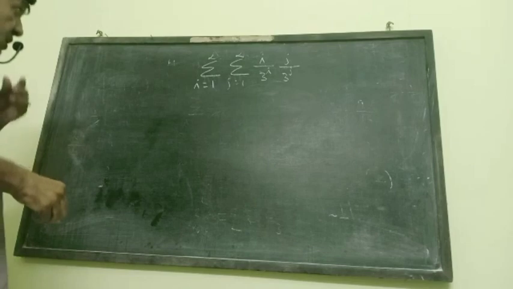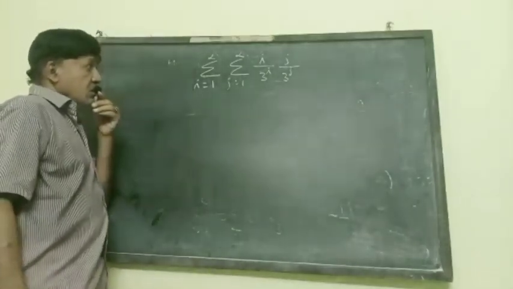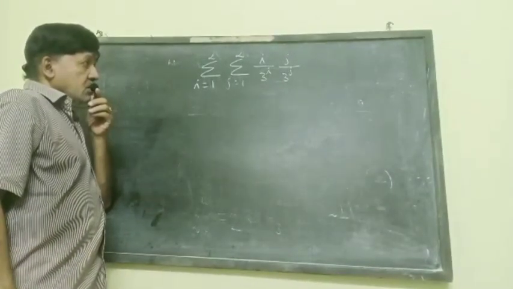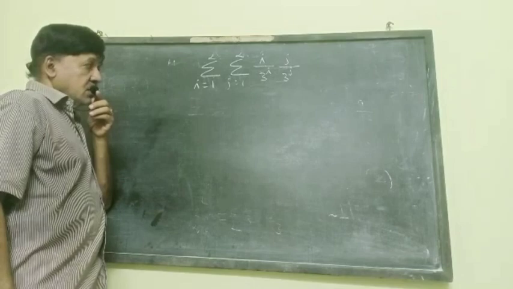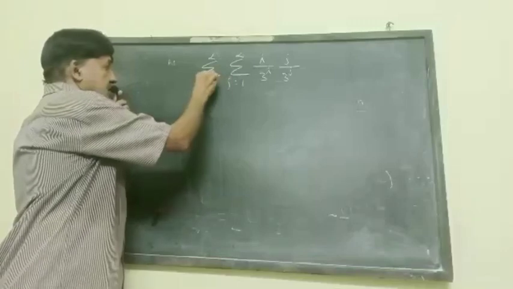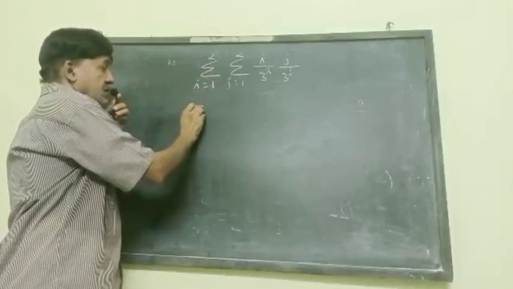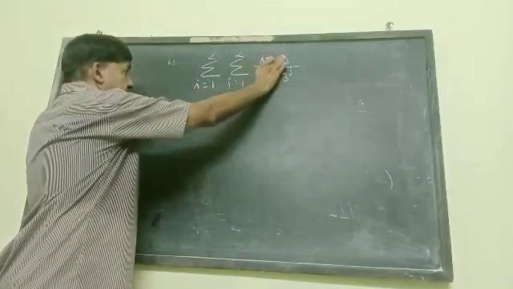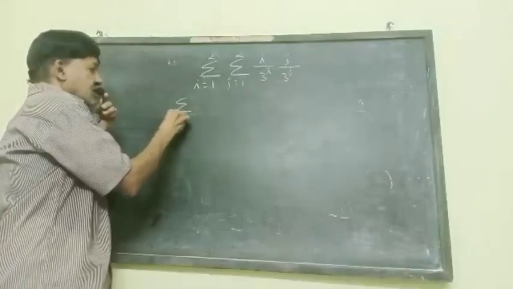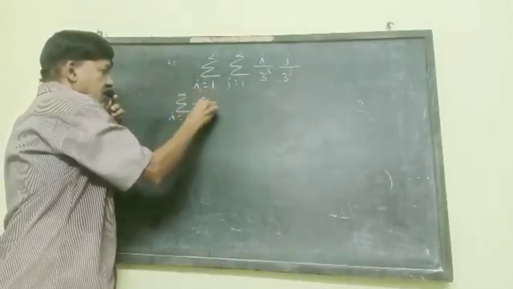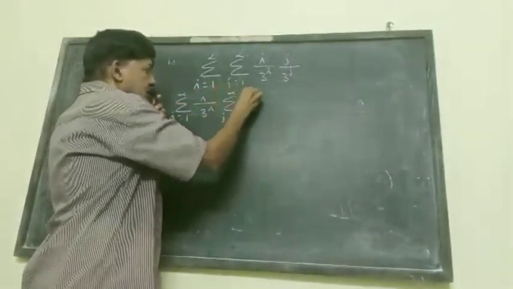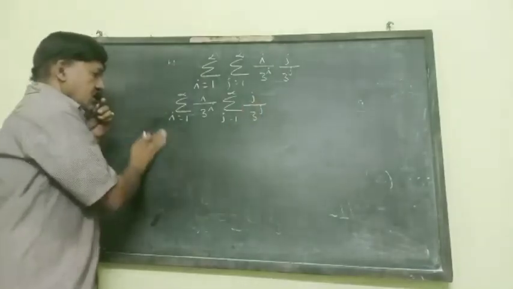See, the next question is sigma i equal to 1 to infinity, sigma j equal to 1 to infinity, i by 3 power i into j by 3 power j. This sigma is meant for variation of j, this sigma is meant for variation of i. If something is independent of j, it can be taken outside. So this is as good as sigma i equal to 1 to infinity i by 3 power i, into sigma j equal to 1 to infinity j by 3 power j. You can write like this.